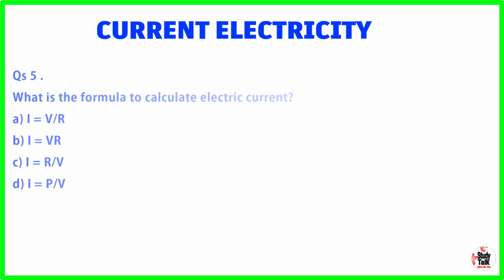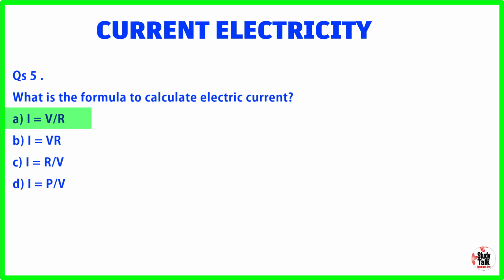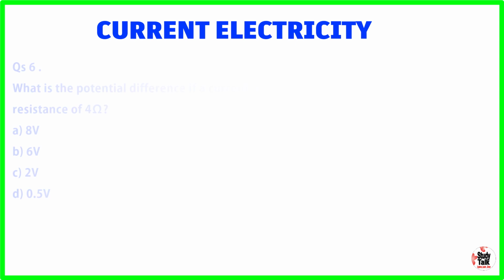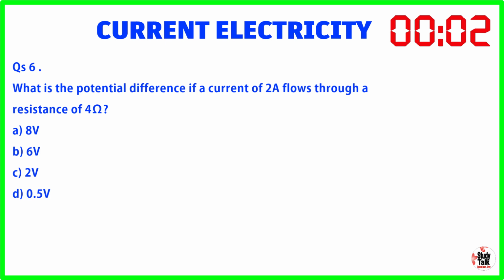What is the formula to calculate electric current? I is equal to V over R. What is the potential difference if a current of 2 ampere flows through a resistance of 4 ohms? 6 volt.